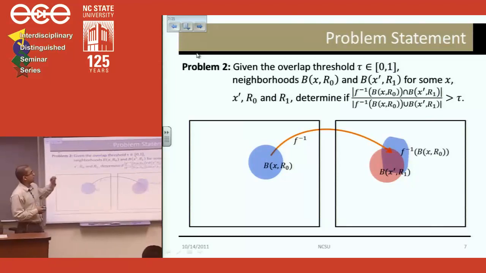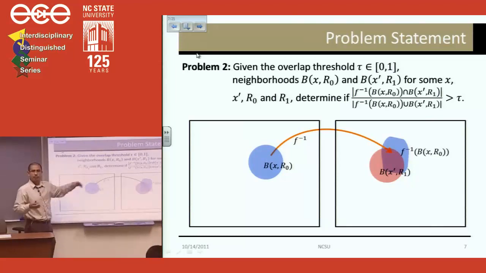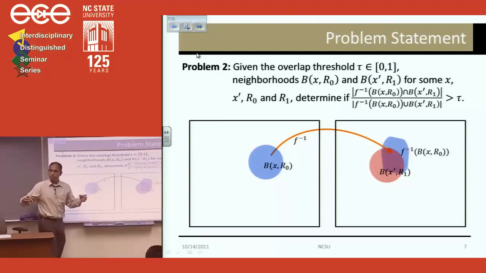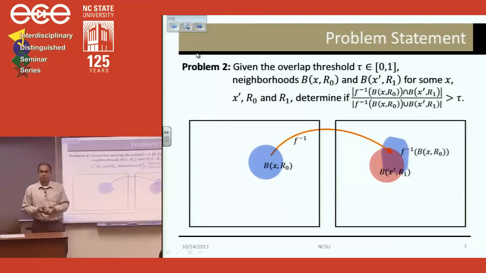So what happens if that ratio is equal to 1? It means that they have overlapped perfectly. If that ratio is 0, they're completely disjoint. And if there is anything in between, there is a partial overlap between these regions, right?